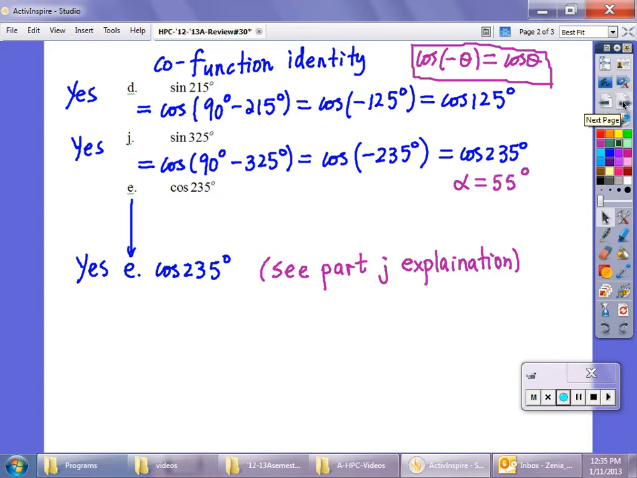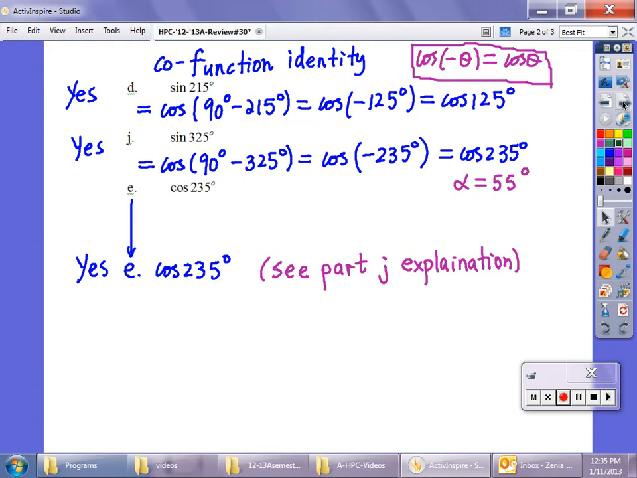For part D, one should use the cofunction identity because it's a sine, and sine 215 is negative. So that gives us a hint that we should not just say no, because sine 215 is negative as well. Cosine 125 is negative, right? Cosine of 90 degrees minus 215 degrees. I realize that it's cosine of negative 125 degrees.